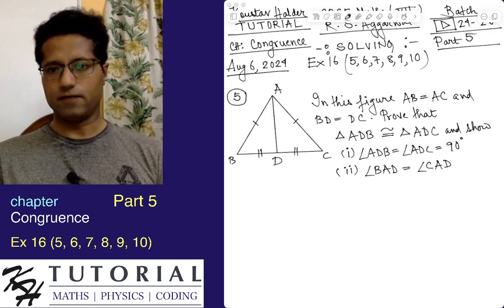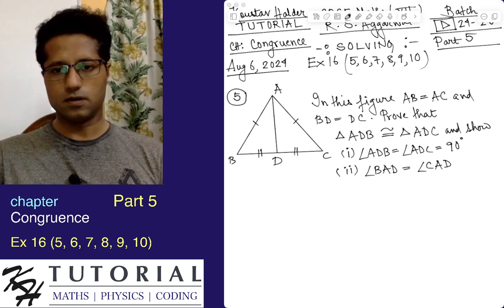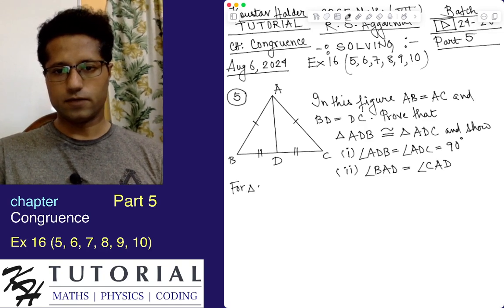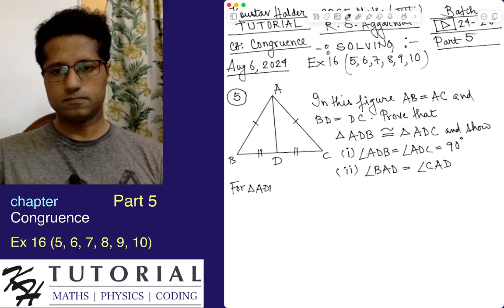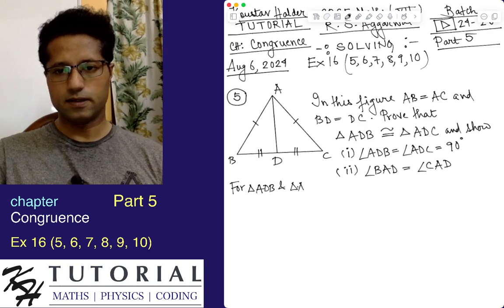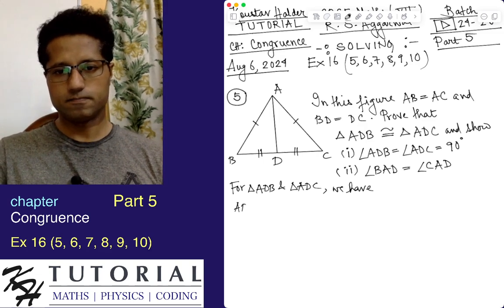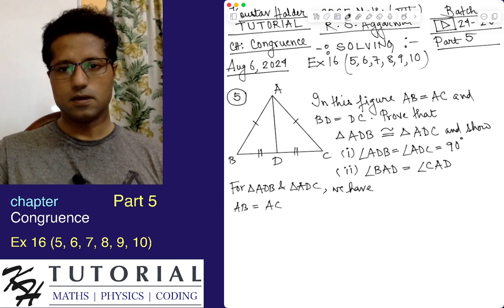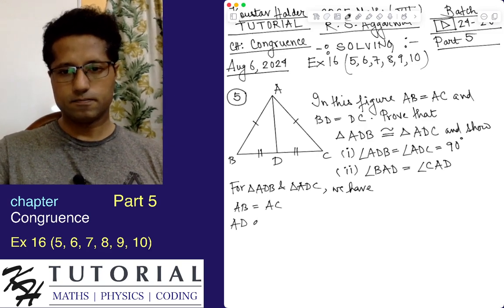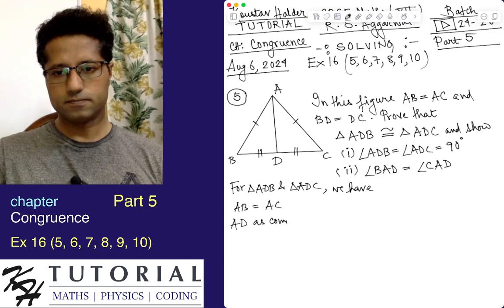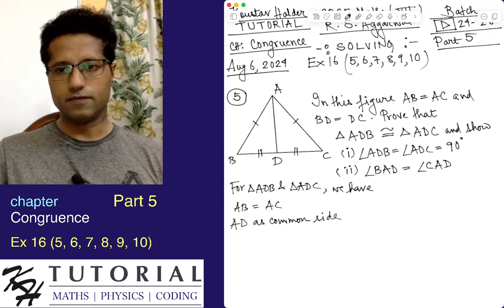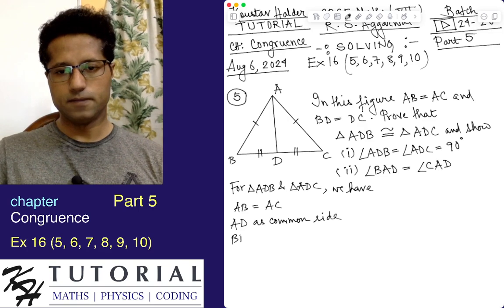Now clearly, what information we have in hand: for triangle ADB and triangle ADC, we have AB equals AC. We have AD as a common side. Also, it is given that BD is equal to DC.